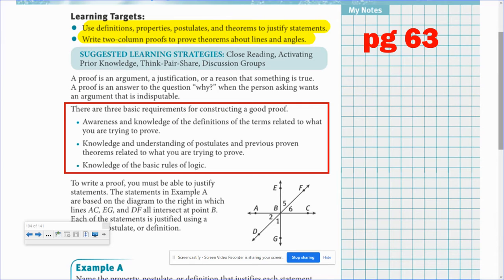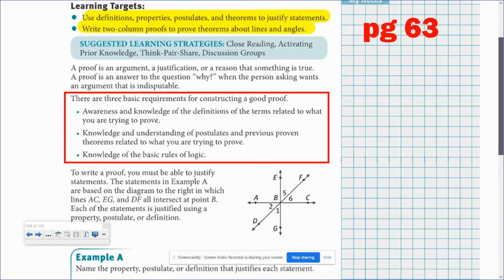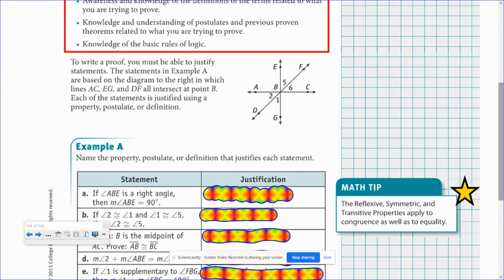Awareness and knowledge of the definitions of the terms related to what you're trying to prove. Knowledge and understanding of postulates and previously proven theorems related to what you're trying to prove. And knowledge of basic rules of logic. Let's look at this picture here that they drew for us. To write a proof, you must be able to justify statements. That's what we're going to do here in example A.